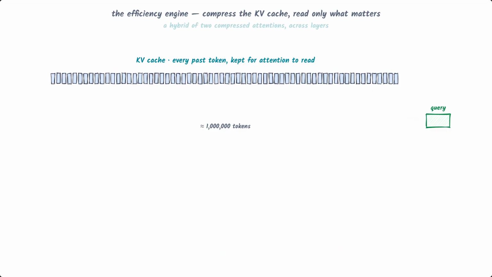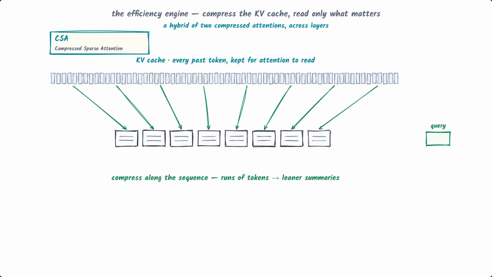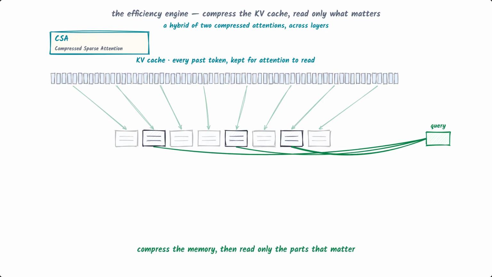V4 uses a hybrid of two compressed attentions in different layers. The first is compressed sparse attention. It does two things at once. It squeezes the KV cache down along the sequence, compressing runs of tokens into leaner summaries, and then it attends sparsely, letting each new token look at only a selected handful of the most relevant past chunks instead of all million. Compress the memory, then read only the parts that matter.